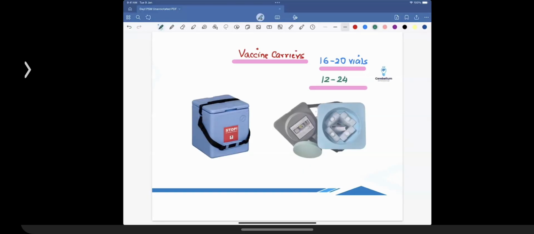So can a team which has gone to subcenter to immunize keep the vaccine carrier at subcenter overnight? Question of your exam. Yes, it could be kept because minimum 12 to 24 hours. It can be brought back to PHC next day. And how does it maintain the temperature of vaccines? Because it is a non-electronic instrument. How does it maintain? Yes, it has four fully frozen ice pack.